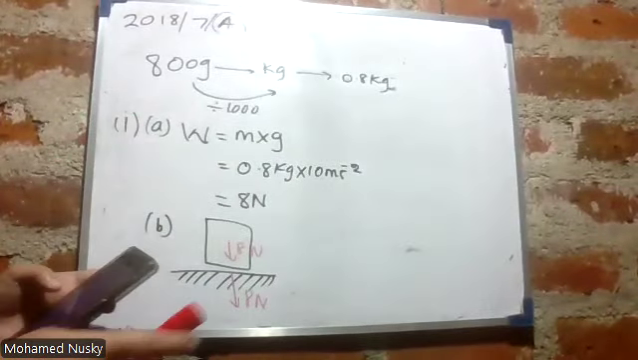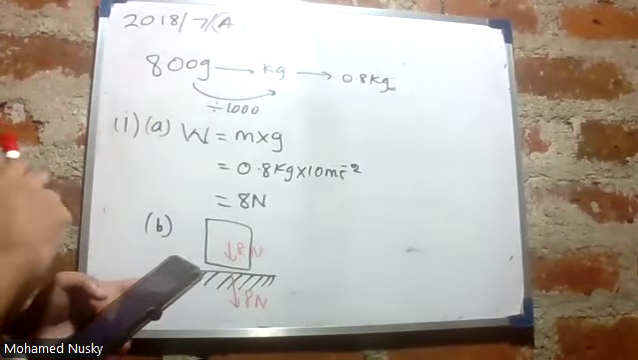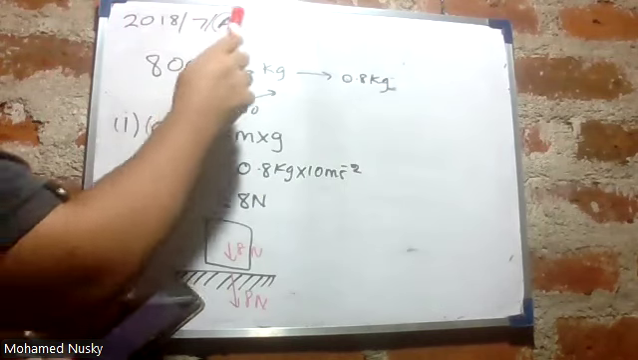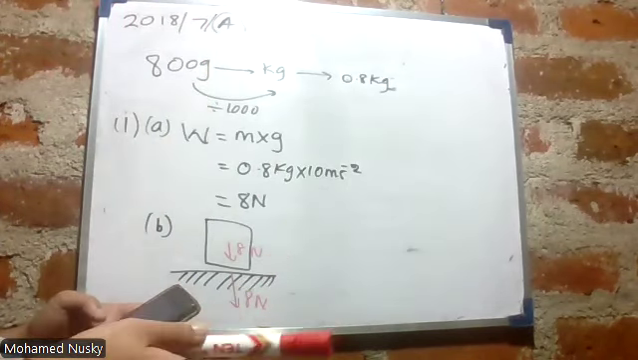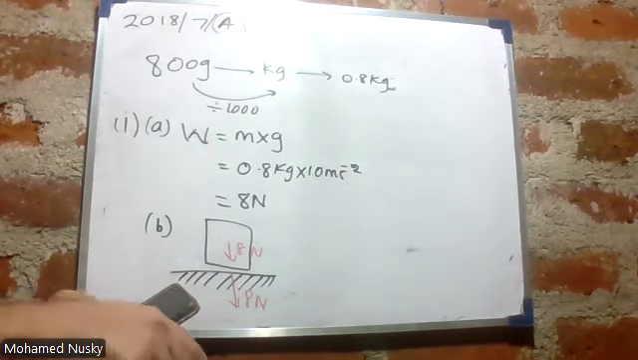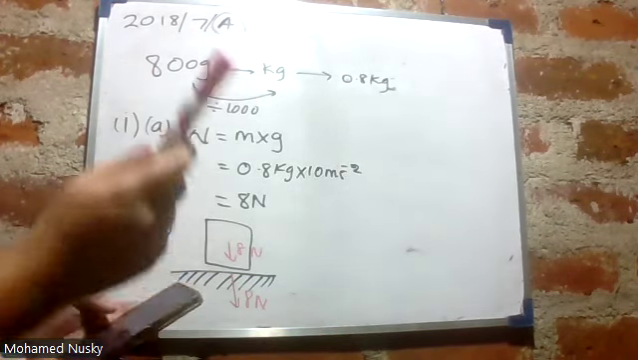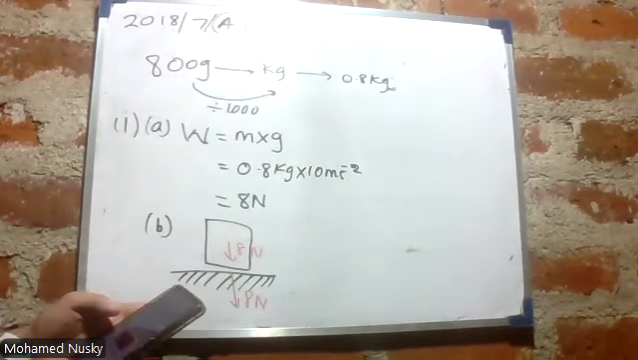Okay, check this. 2018, seventh question. A part and B part is there, but B part is under turning effect of force. We will discuss the B part under that topic. For now, we will discuss the A part.